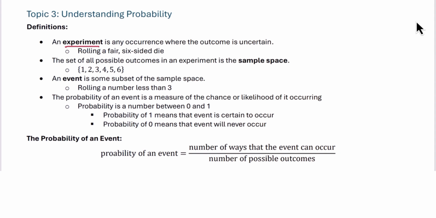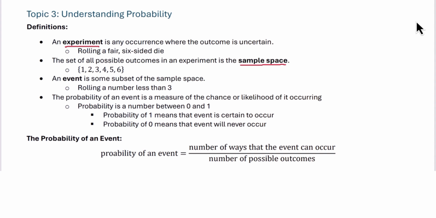An experiment is any occurrence where the outcome is uncertain. For example, rolling a fair die. We don't know what the result is until we see it. Or flipping a coin, or drawing a card out of a deck. These are all experiments.